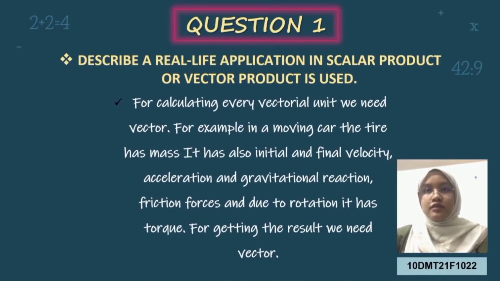Question 1. Describe a real-life application in which scalar product or vector product is used. My answer is, for calculating every vectorial unit, we need a vector. For example, in a moving car, the tire has mass, it has initial and final velocity, acceleration, gravitational reaction, friction, force, and due to rotation, it has torque. For getting the result, we need a vector.